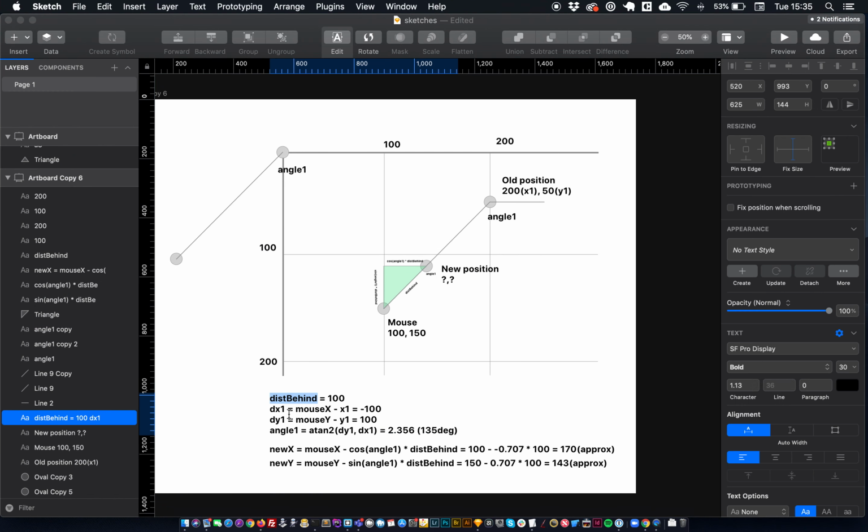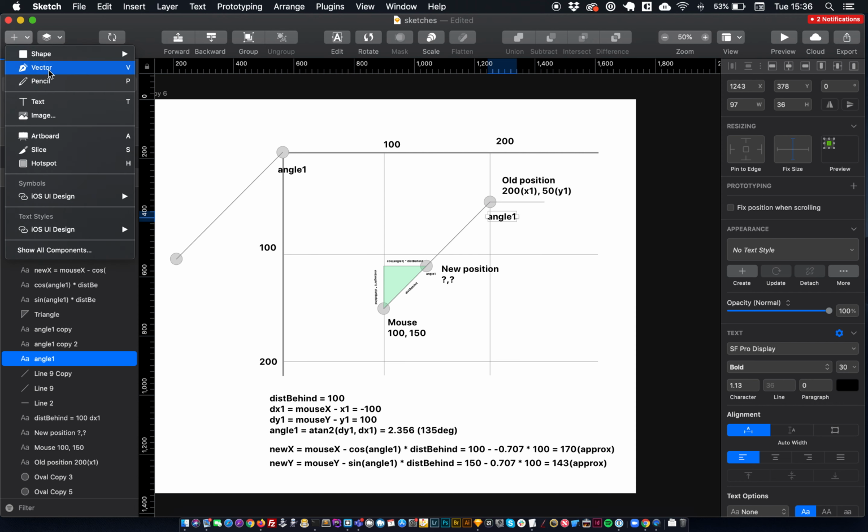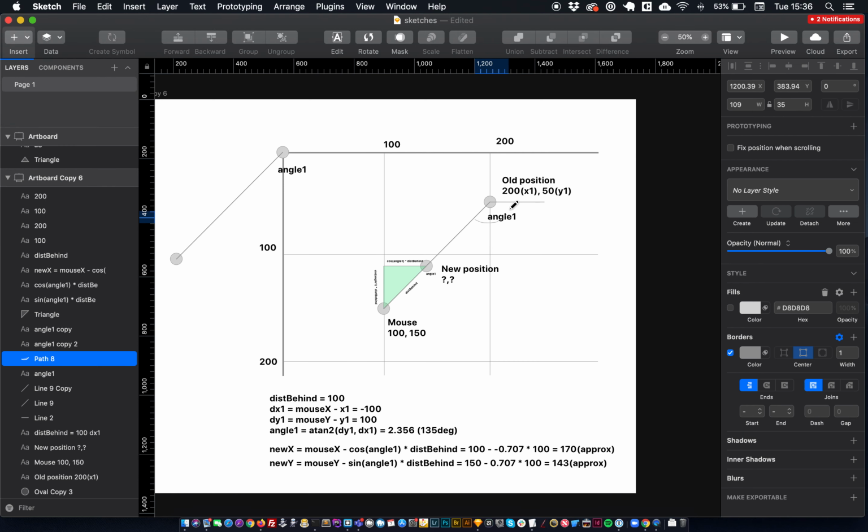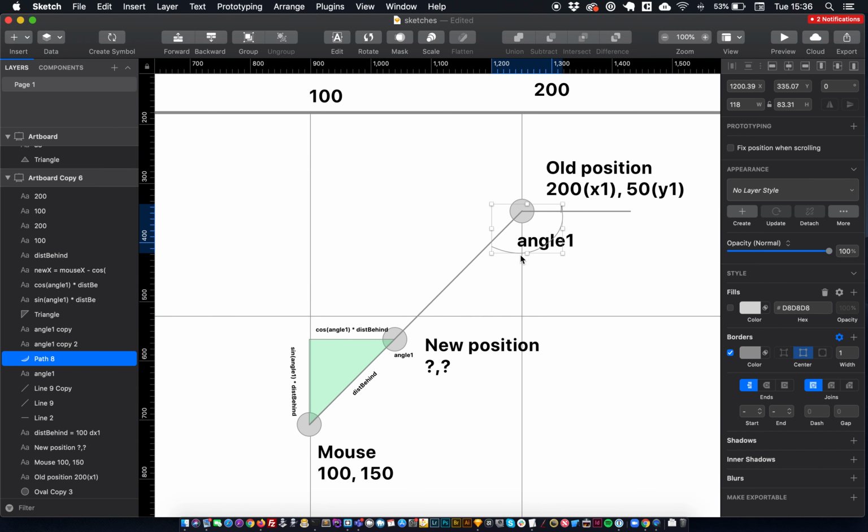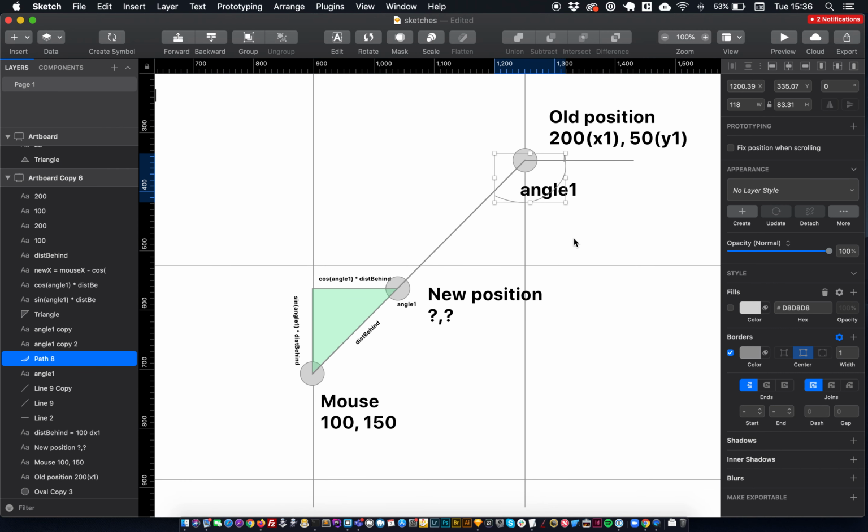So the first thing we're going to do is figure out what these dx1 and dy1 values are. The reason we need these is because we need to get an angle. This is the old position and this is the current mouse position. We need to find this angle here. Let me just draw, insert, pencil. We need to find that angle there. And we're going to use that angle to find out where our new position should be.